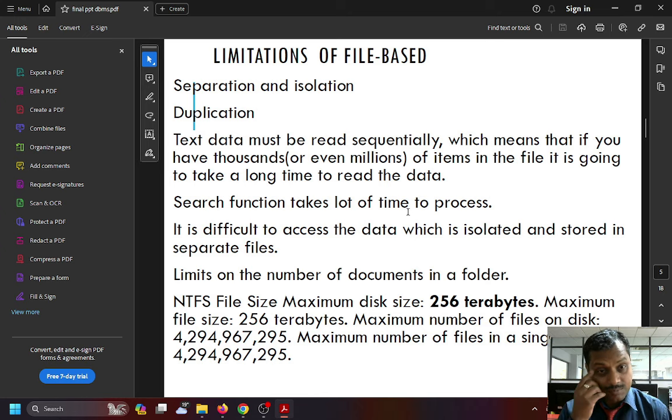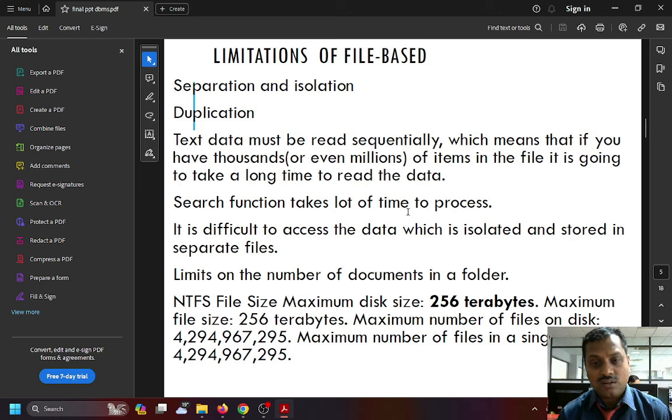And probably there is a problem with the duplication of data. The same data is duplicated in some other part of the hard disk. That is the second problem. And third is that text data must be read sequentially, which means that if you have thousands or millions of items in the file, it is going to take a long time to process or read that data. Accessing a specific part of the data is quite difficult, because with a huge amount of data, processing and searching is quite long.